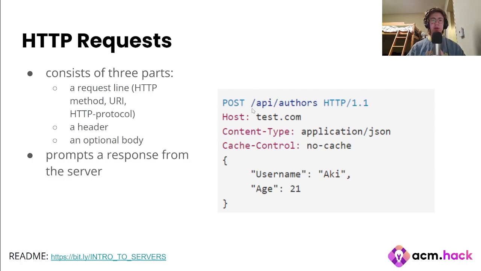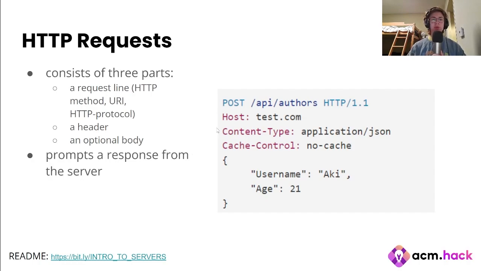And then we have our header, which are this host, content type, cache control. At least for this workshop, you really don't need to worry about headers. They're just there in HTTP requests. When we send our request, it'll give the server a little bit of information about our request so that it can sort of put it into context, and also an optional body. So here you see wrapped in curly brackets, we have a username and age, and that is just our optional body.